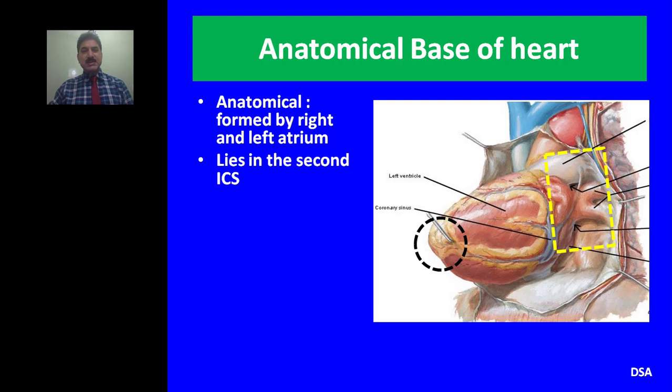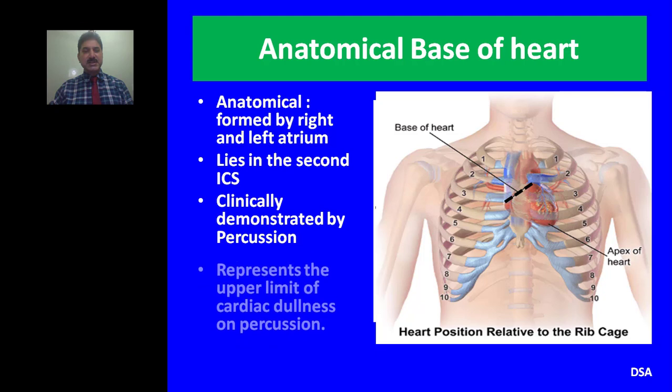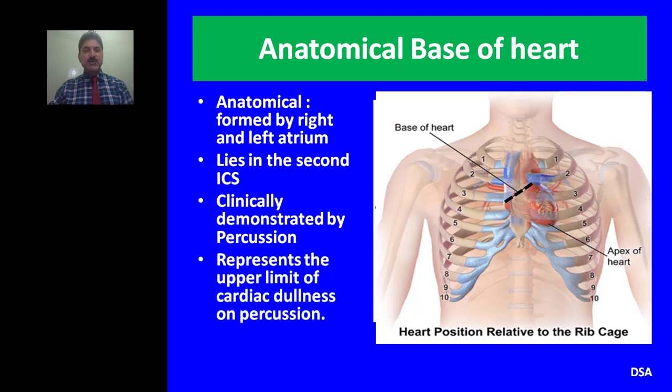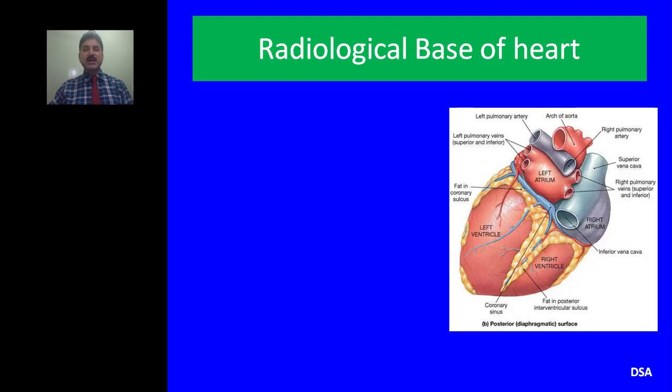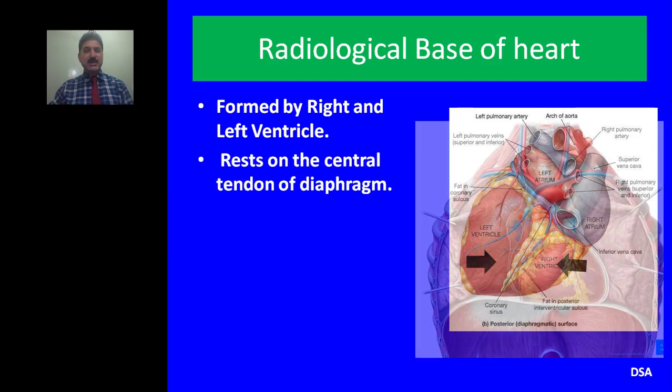Base of the heart lies in the second intercostal space. It is clinically demonstrated by percussion. It represents the upper limit of cardiac dullness on percussion. What is the difference between anatomical and radiological base of the heart? Radiological base of heart is formed by right and left ventricle. It rests on the central tendon of the diaphragm.